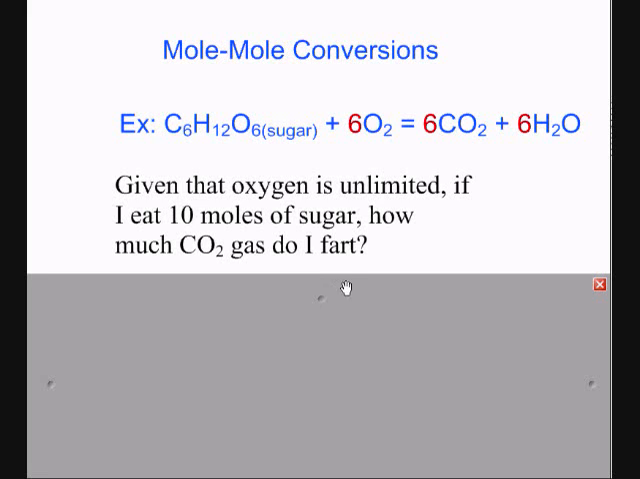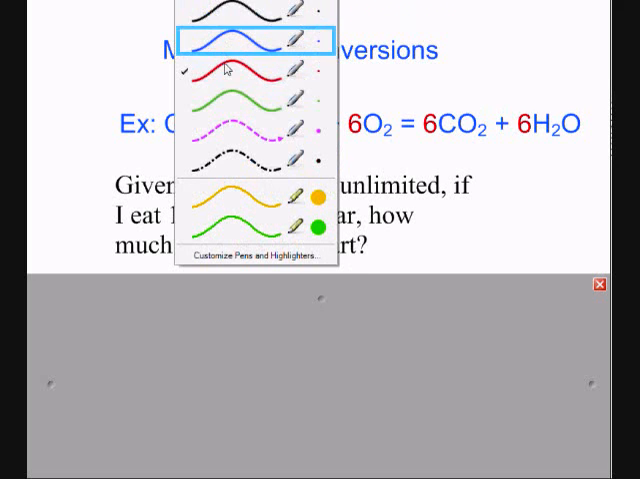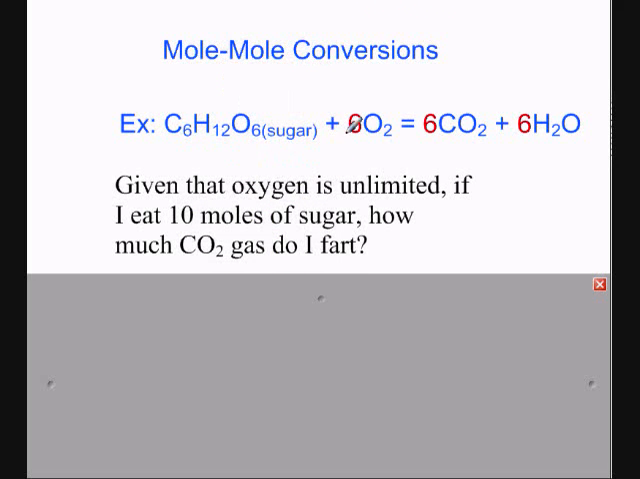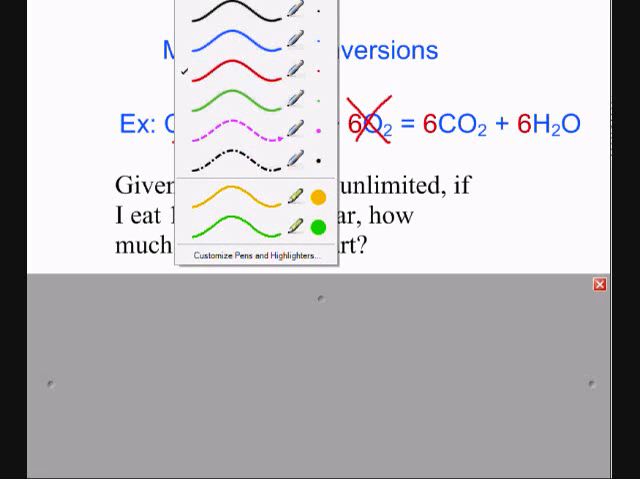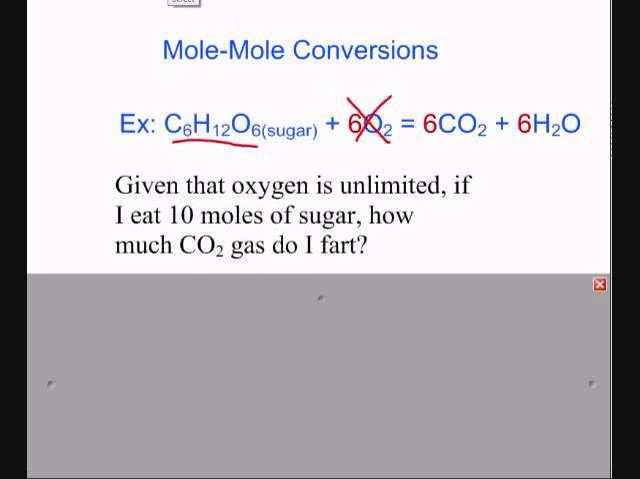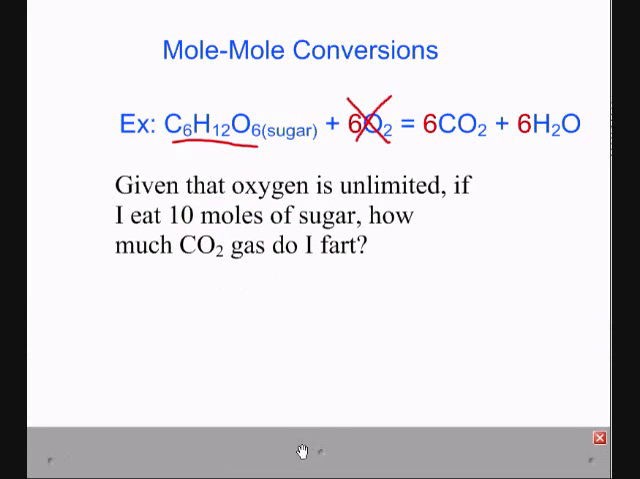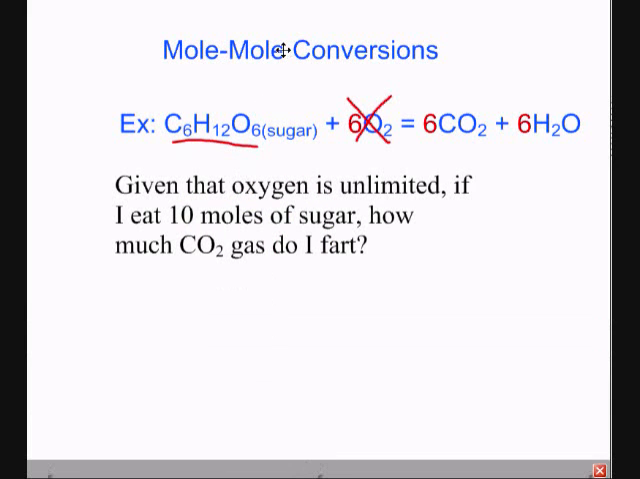So, who is the limiting reactant here? Well, if oxygen is unlimited, we have tons of oxygen, right? We'll cross that out. So the limiting reactant here will be the sugar. That's the one that we're really interested in, the sugar. Okay, the amount of sugar here is going to determine the amount of carbon dioxide. Very good. Let's go ahead now and write it down.